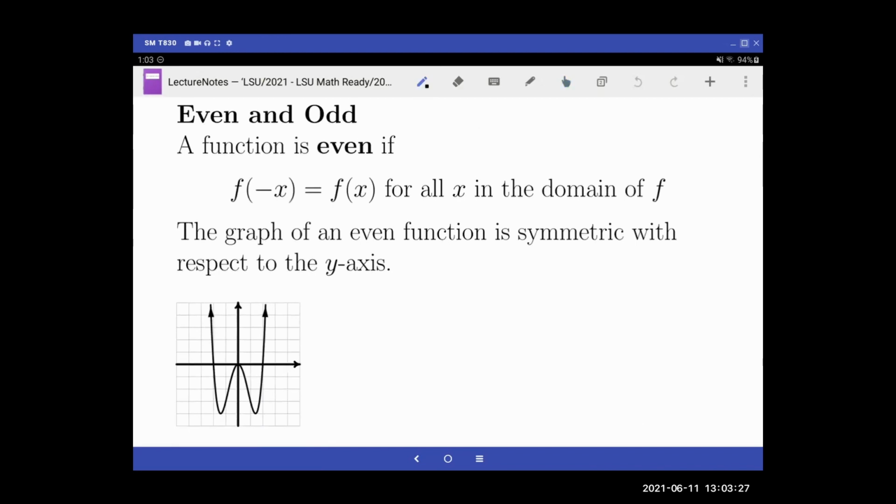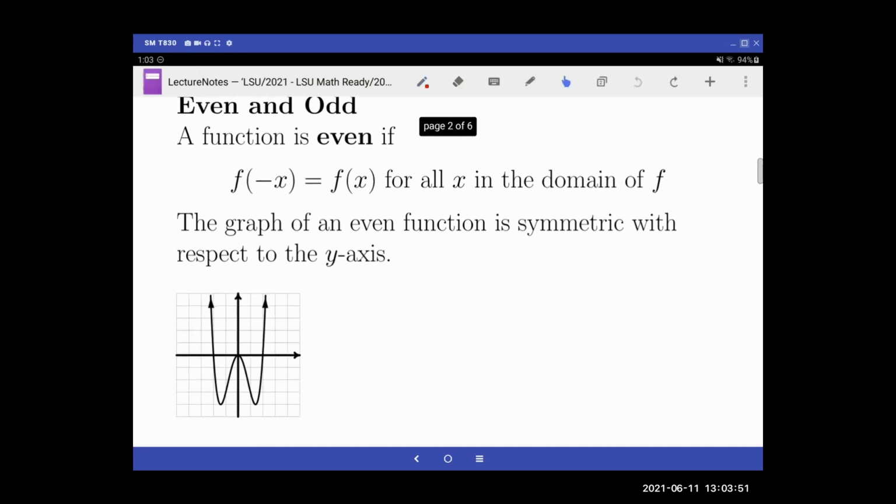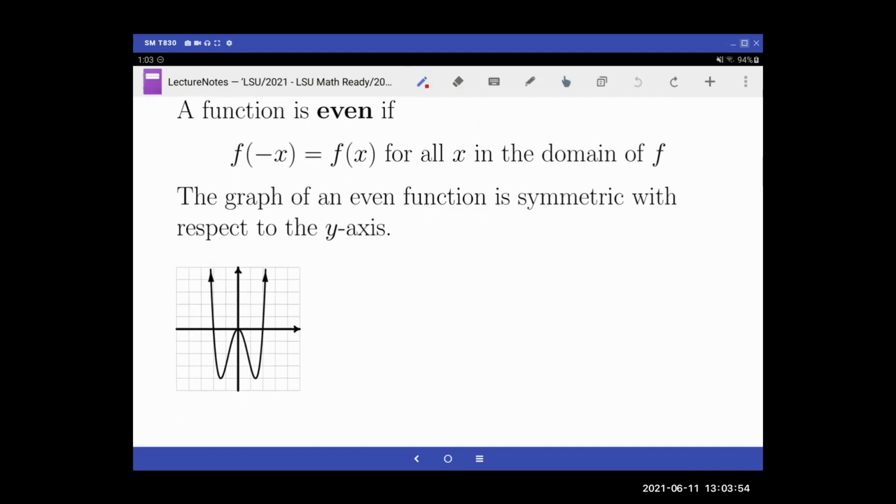Here's the definition that we're going to use for an even function. A function is even if replacing x with a negative x does not actually change the function values. So the function actually stays the same whether you have positive or negative x's in there. You can kind of see that in the graph here. Also notice in the graph there's some symmetry with respect to the y-axis. See how the left side is a mirror image of the right side? There's some symmetry there.